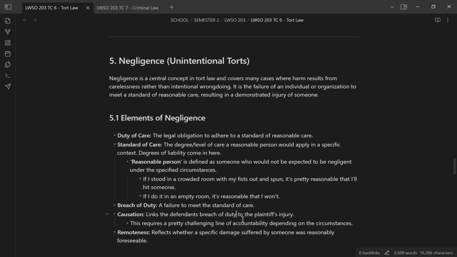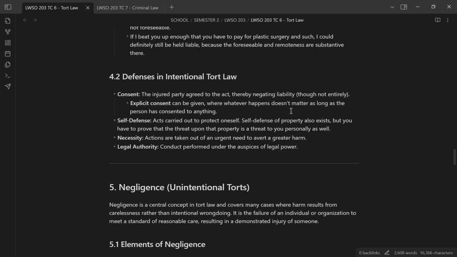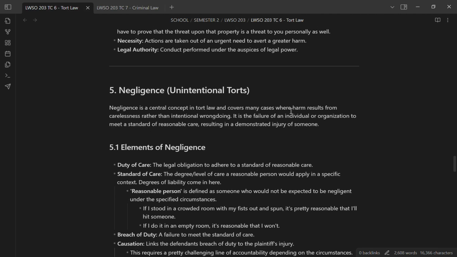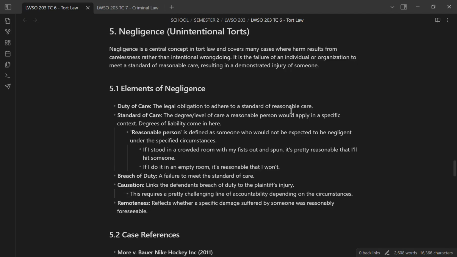And remoteness, like we talked about before, reflects whether a specific damage suffered by someone was reasonably foreseeable. So again, foreseeability and remoteness still play a role in negligent torts.